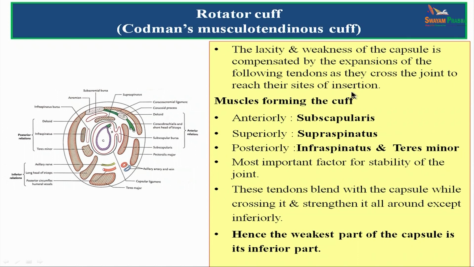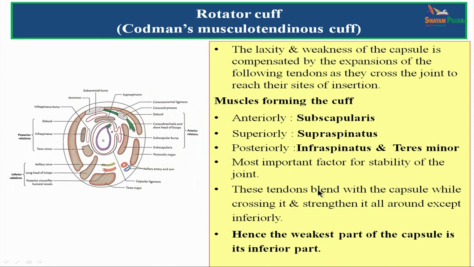The laxity and weakness of the capsule is compensated by the expansions of the following tendons which cross the shoulder joint to reach their sites of insertion. The muscles that go to form the rotator cuff will be anteriorly subscapularis, superiorly supraspinatus, posteriorly infraspinatus and teres minor. So, these muscles together forming the rotator cuff or Codman's musculotendinous cuff form one of the most important factors for the stability of shoulder joint.